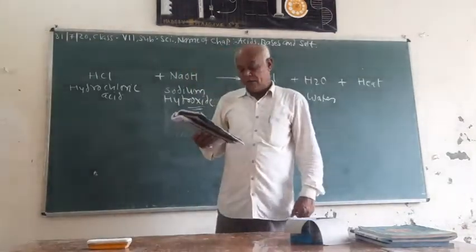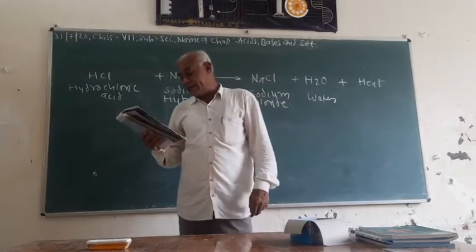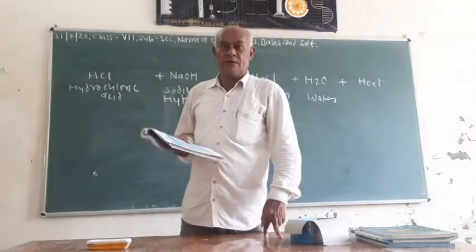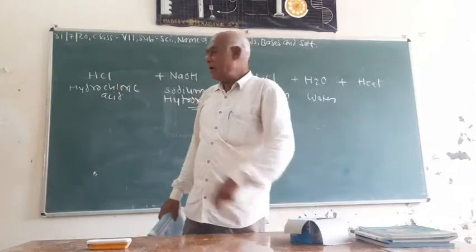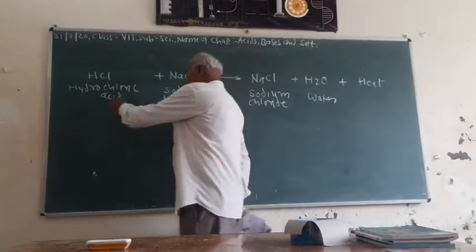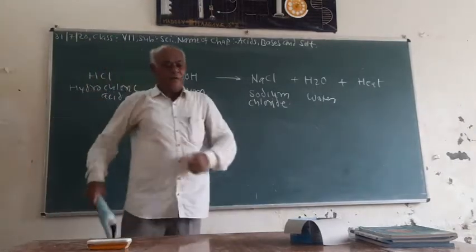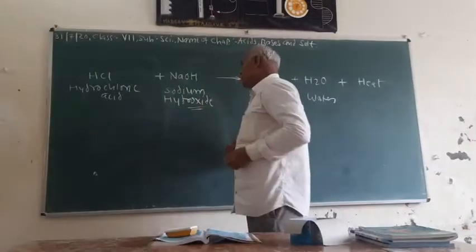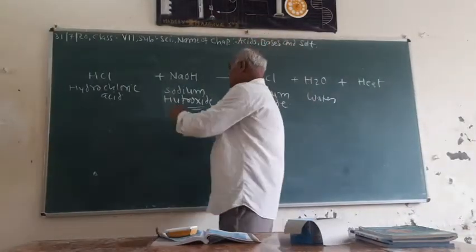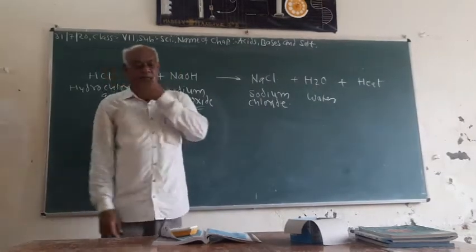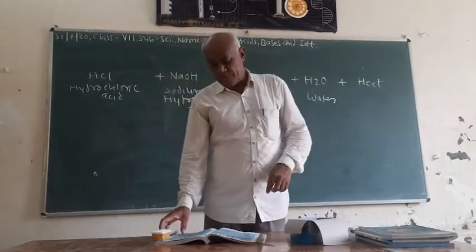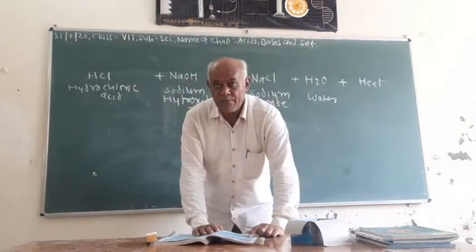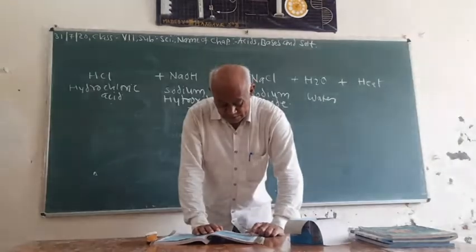Third statement, sodium hydroxide and hydrochloric acid neutralize each other and form salt and water. This is the correct statement. Because sodium hydroxide is a base, hydrochloric acid is an acid. When acid and base mix with each other, it neutralizes and destroys the chemical nature of each other and a neutral solution is produced. Therefore, this statement is correct and we mark T against this statement.